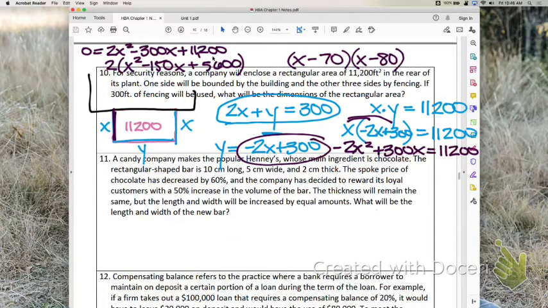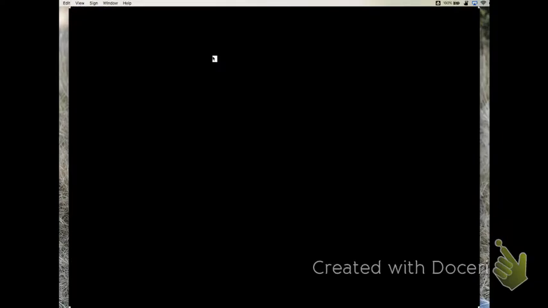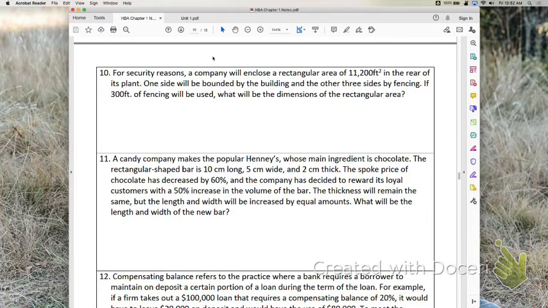All right. Last question from the homework. 11. All right, so they've got a chocolate candy bar that's 10 centimeters long, 5 centimeters wide, 2 centimeters thick. That is going to give me volume. Okay, does anyone remember how to find volume of a rectangular anything? Okay, so I'm going to start by saying volume equals length times width times height. My original volume is 10 times 10 or 100.